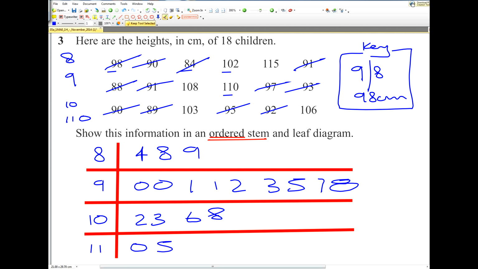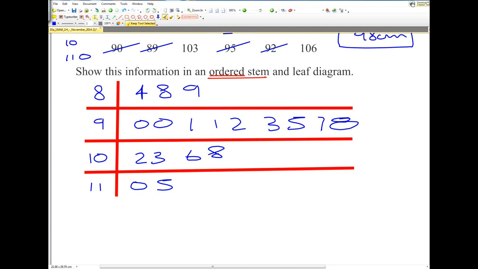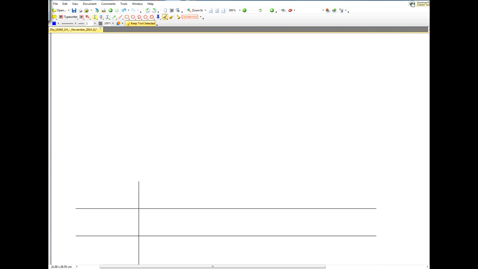Beautiful. That's the answer. If you got all those right, give yourself a nice tick. If you haven't got any of this right, do it in a different colour so I can see the difference between what you've done and the model answers. Let's move on. Are we happy with that question? We've got a lot to do. We've got to get cracking.